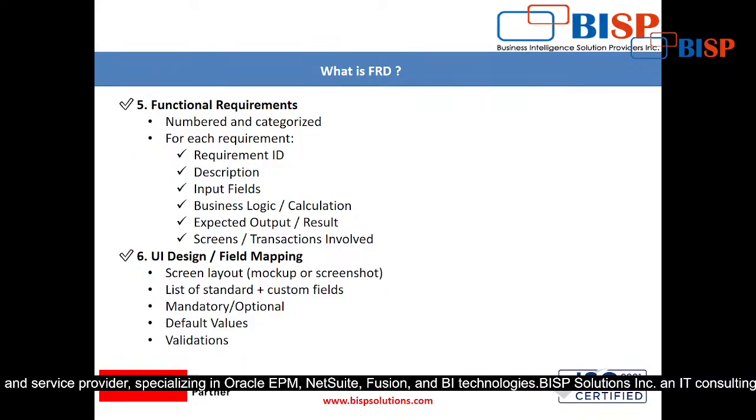So in that case we put a layout of the screen also. We will put the screenshots also. There is full freedom in designing a functional requirement document, right? Just keep this one line in mind: whatever you want, how it will be done, what things can be changed, what things will be changed, all these things you have to define, right? Then list of standard and custom fields. Now see, there are some standard fields, there are some custom fields.